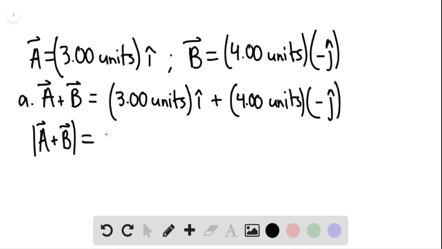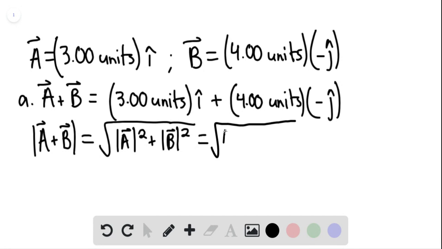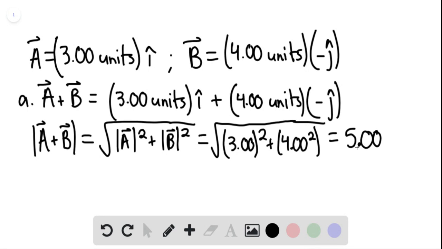We could say that this would be equaling the square root of the magnitude of vector A squared plus the magnitude of vector B squared. So this is equaling the square root of 3.00 squared plus 4.00 squared, and this is equaling 5.00. So that would be the magnitude of the resultant vector.